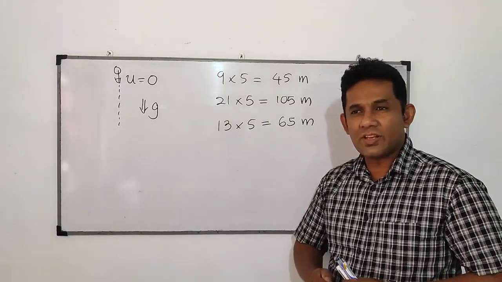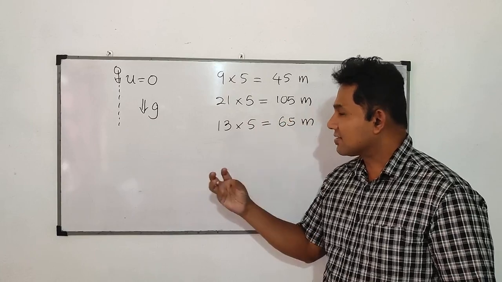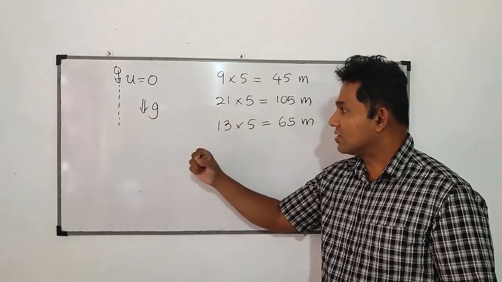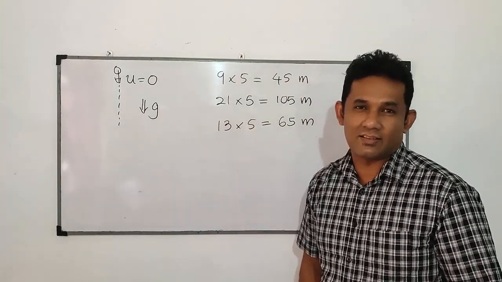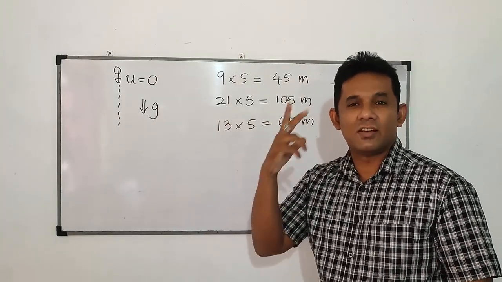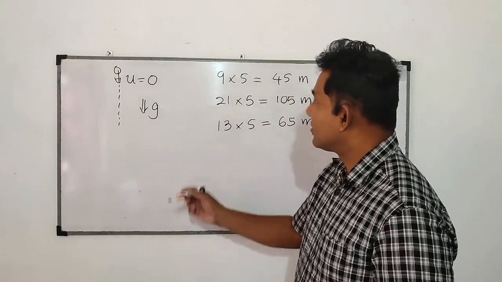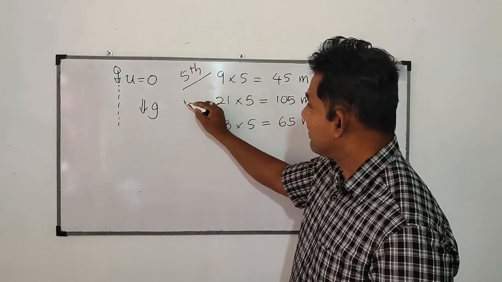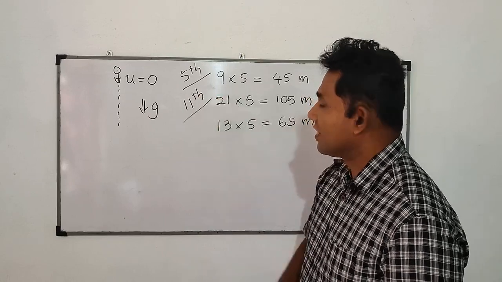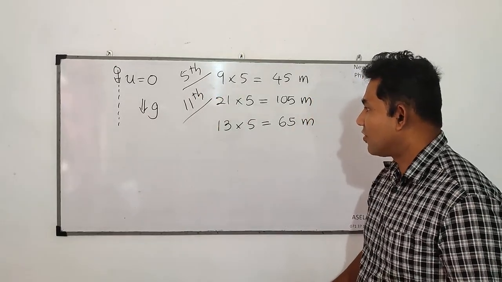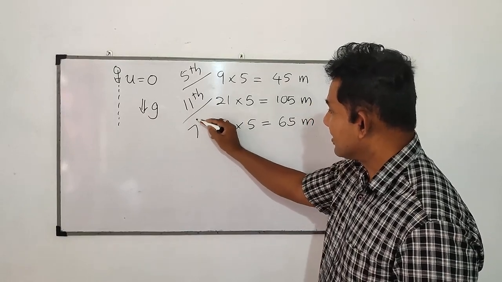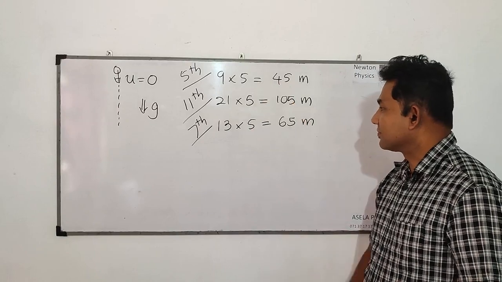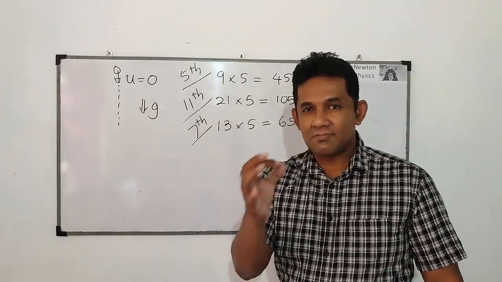Now sometimes you may wonder how we can use such a simple method to find the travel distance, or the drop height, in a given second. We can do it instantly. This one is for the 5th second, this one is for the 11th second, and this one is for the 7th second. Now I have taken all the distances. This is very simple.